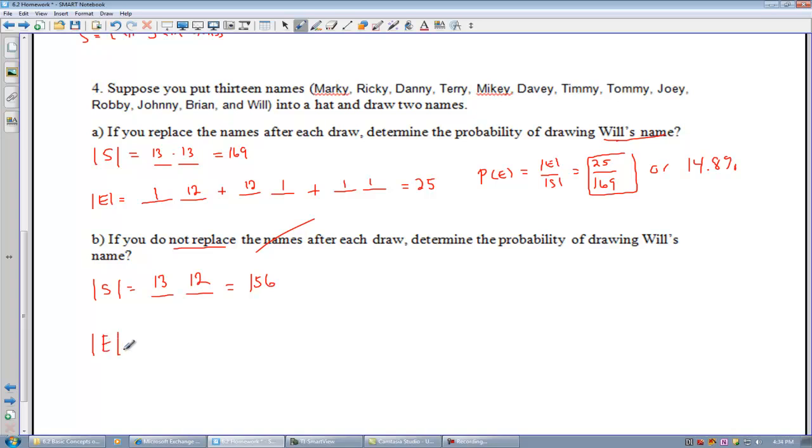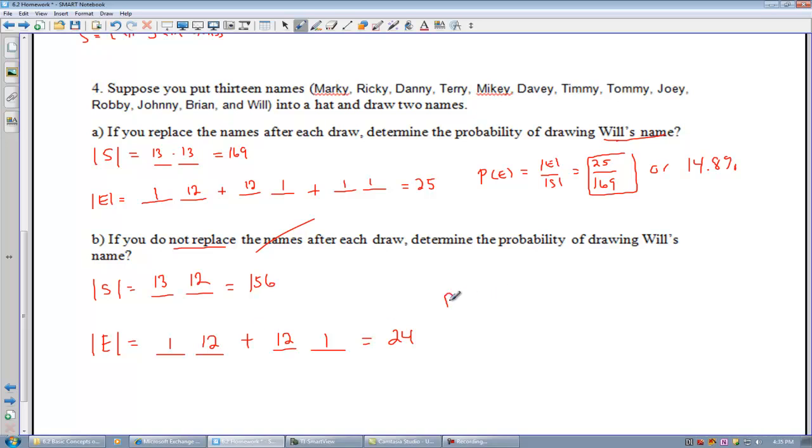And then the number of things in E is going to change slightly too. So again, we'll count these by cases. Let's imagine that we drew Will's name in the first spot. Then what can we draw on the second spot? Well, we already drew Will's name, so we just have these 12 names left. Again, we're not replacing, so we really only have 12 names left. Plus, instead of drawing Will's name on the first spot, we could draw it in the second spot. And again, we have 12 names that could go in the first spot. We no longer have this Will-Will case because we're not replacing Will's name. So it can't occur. So this gives us just 24 possible things for our event space.